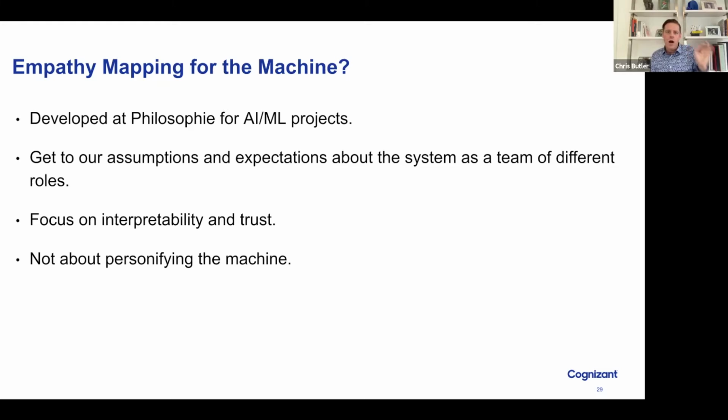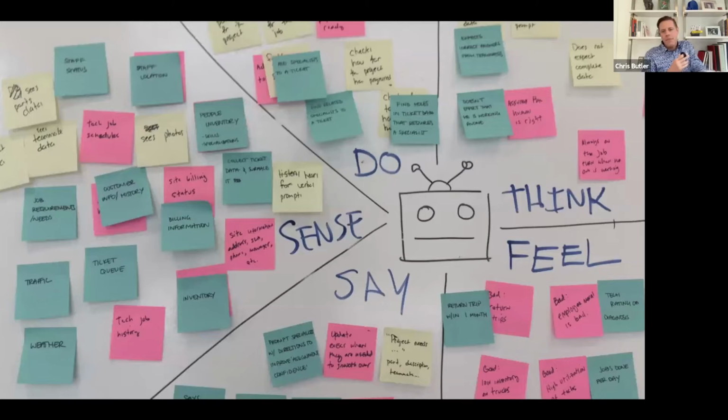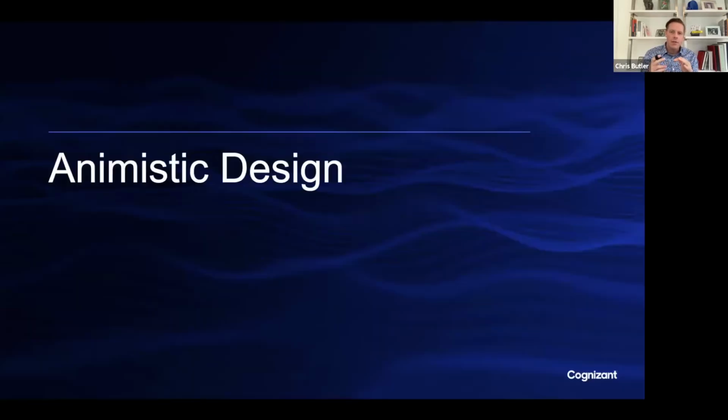And at first, it was not about personifying the machine. And the reason why is I think there's way too much language out there about turning AI and machine learning into this God or something that is all seeing and all smart. It's not. It's like a bunch of math right now, that is good in certain circumstances. And so this is where empathy mapping for the machine was a really interesting exercise to go after that.